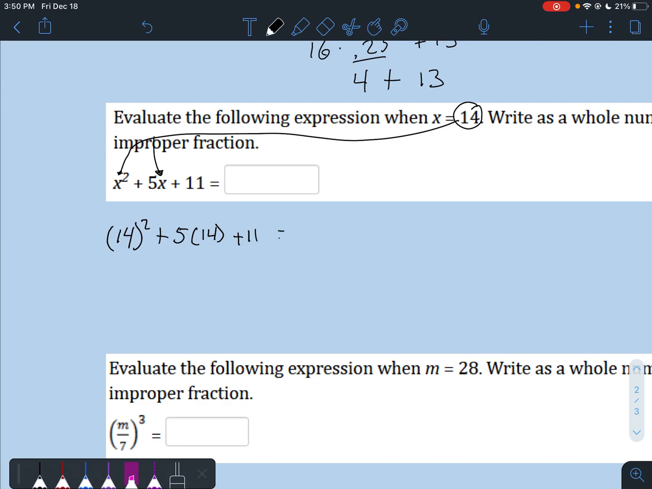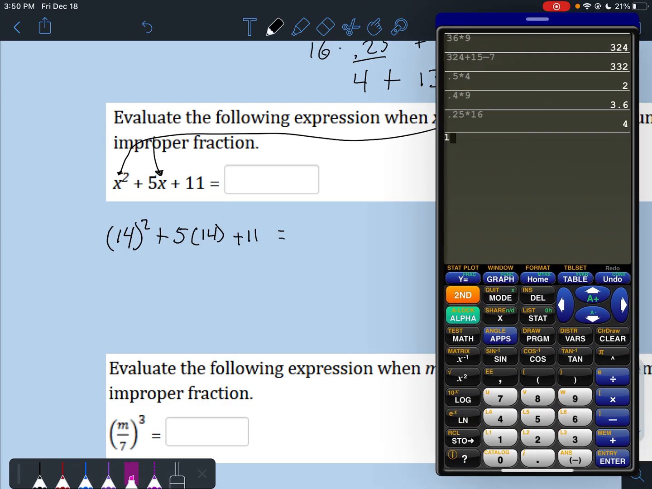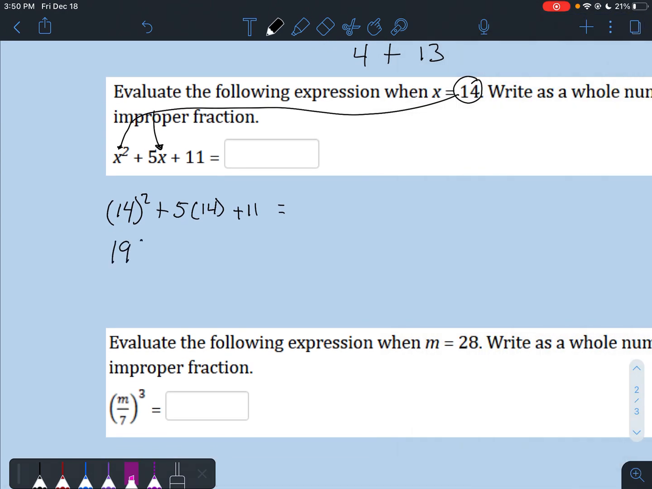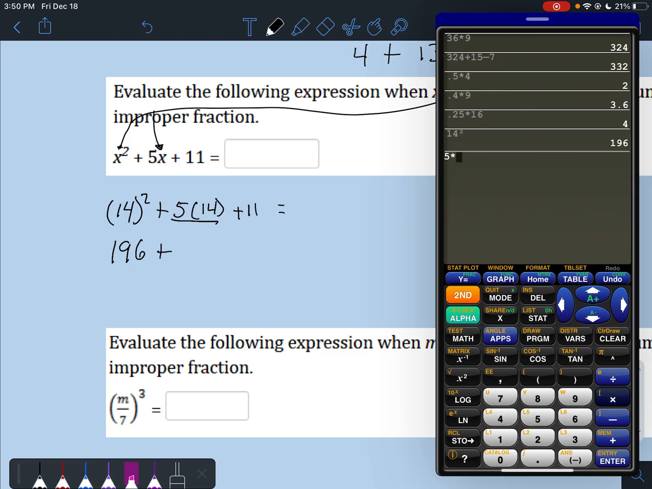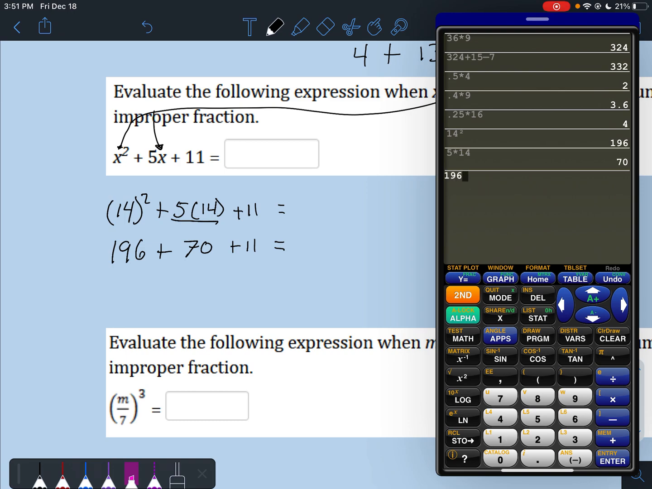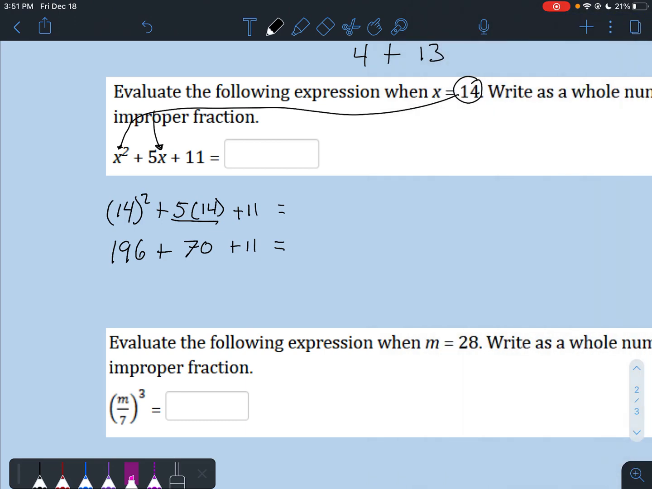14 squared plus 5 times 14 plus 11. So you're looking at this, and 14 squared is going to be our first piece of the puzzle here. It's going to be 196. And we know 5 times 14 is going to be next. So 5 times 14 is going to be 70 plus 11. And now we're just going to add across. So 196 plus 70 plus 11 is going to be 277. So our solution here is going to be 277.